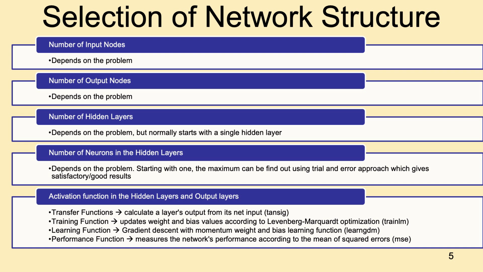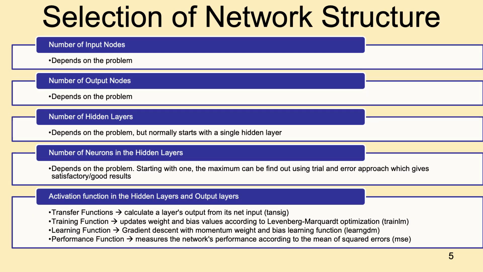Selection of network structure. This is a very important topic as far as this presentation is concerned, because in the last two slides what you have seen is the number of training as well as testing data, how it is to be decided, as well as the nature of training, that is pattern mode as well as batch mode. But here we are going to present how the network structure has been designed.